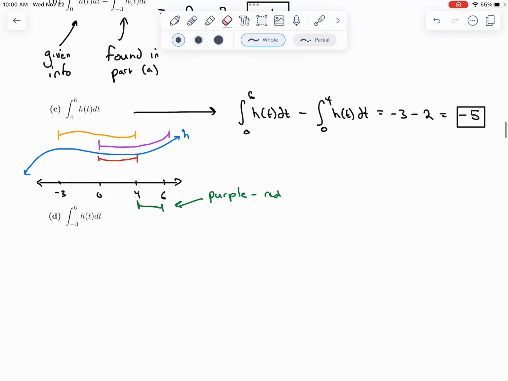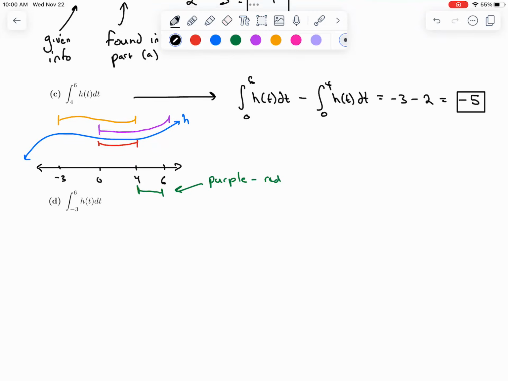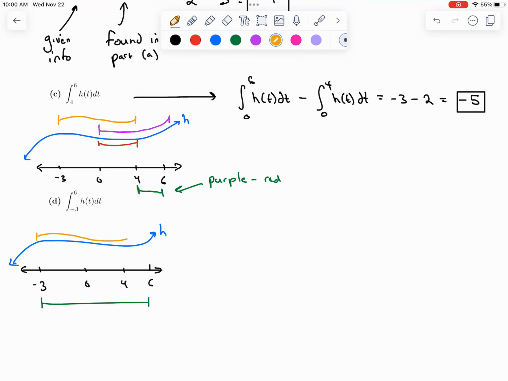This last one, the integral from -3 to 6. So -3, 0, 4, and 6, our generic graph that we're going to draw. And we want the whole kit and caboodle. We want -3 to 6. So what do we know? We know the integral from -3 to 4. We know the integral from 0 to 4. We know the integral from 0 to 6.